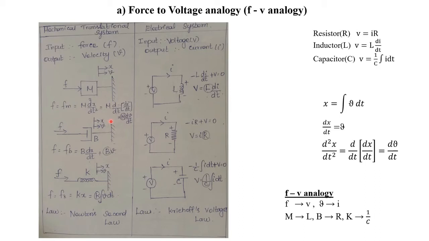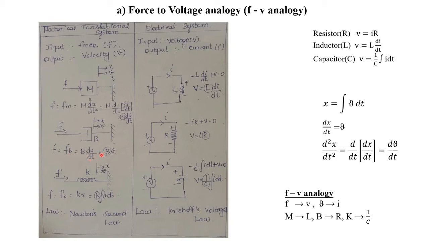For the analogous circuit, along with X, we also have to represent V. Now what about the opposing force here? There will be FB. There will not be any FM or FK, because the other effects are 0 here. Using Newton's second law, F, the applied force, is equal to the opposing force. There will be a single opposing force here, that is FB. What's the formula for FB? That we know, B into dx by dt.